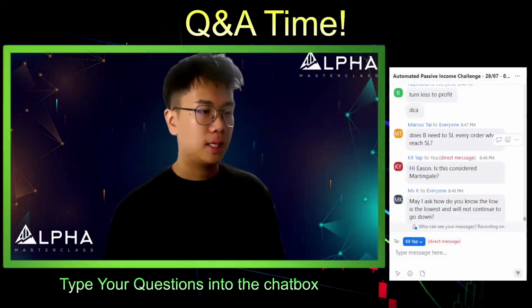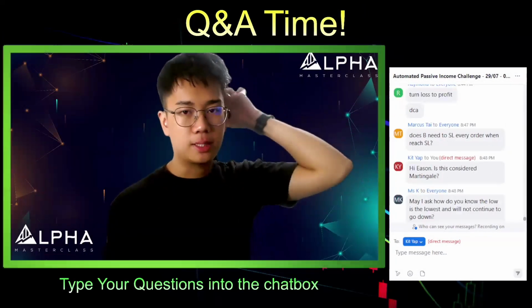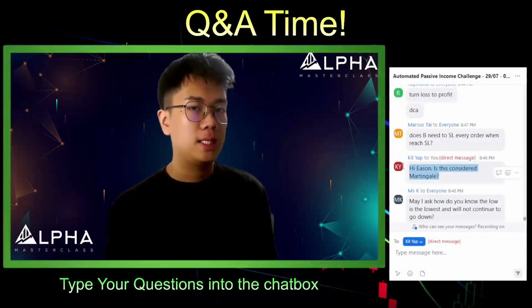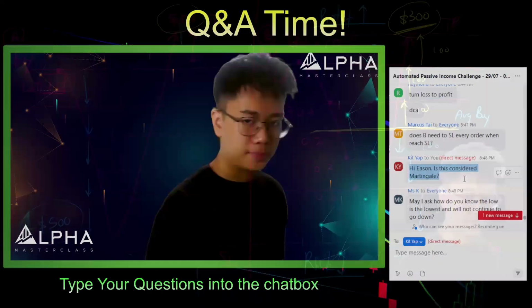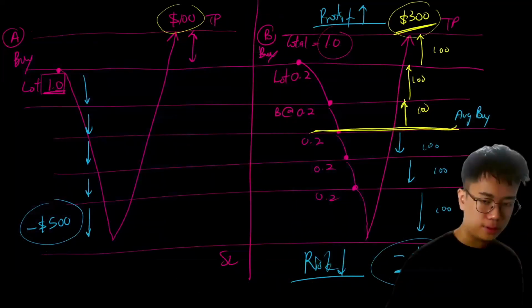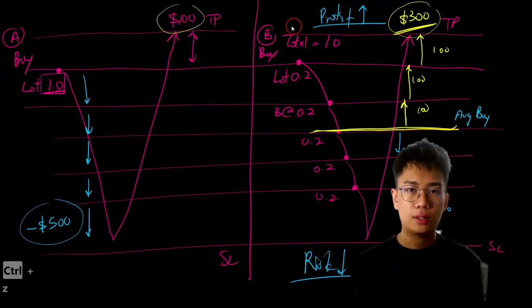So does B need to stop loss every trade when it reaches stop loss? Yes, it needs to. It is considered martingale. So this way is called the dollar cost average method.